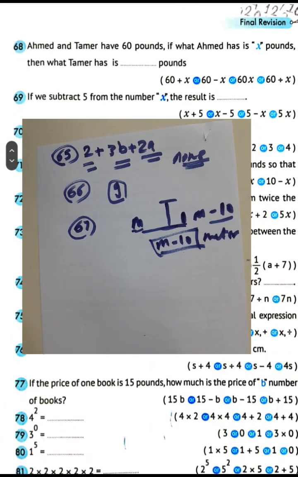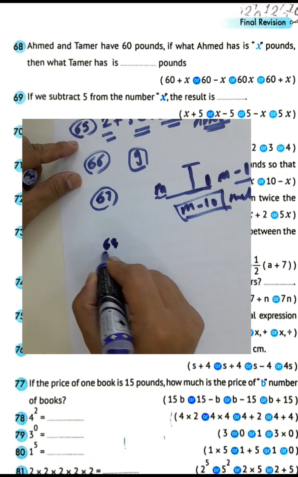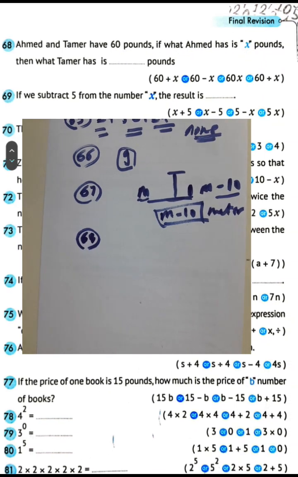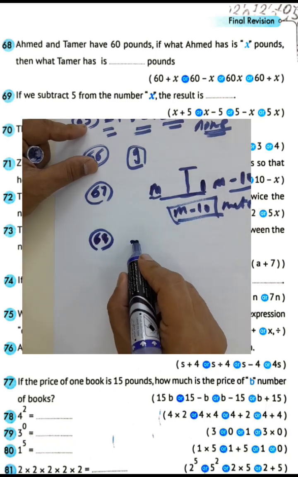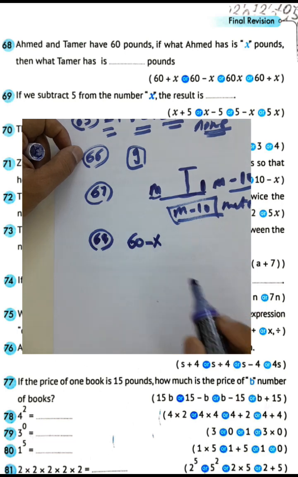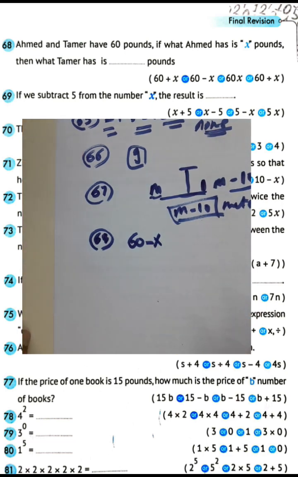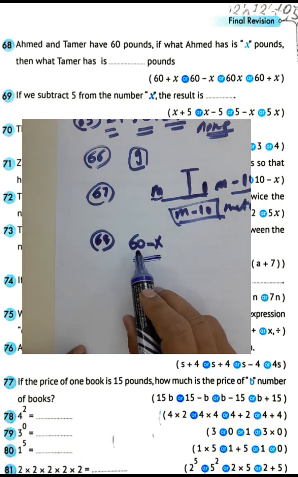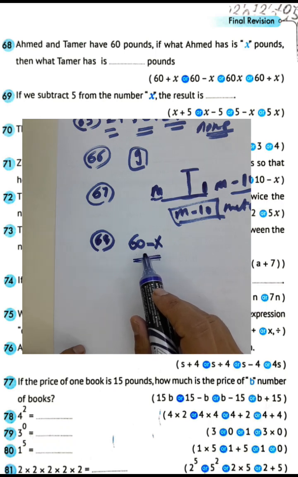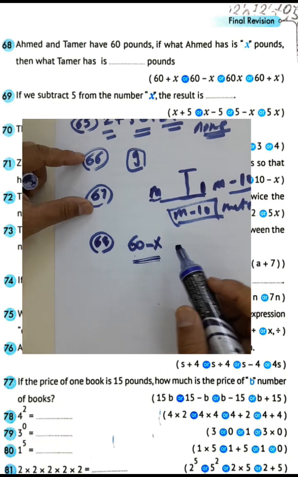Question 68. Ahmed and Tamer have 60 pounds. If what Ahmed has is X pounds, then what does Tamer have? We have the total, 60, subtract X. X refers to what Ahmed has. We want to find what Tamer has, the remainder from 60: 60 less X, or 60 decreased by X pounds.